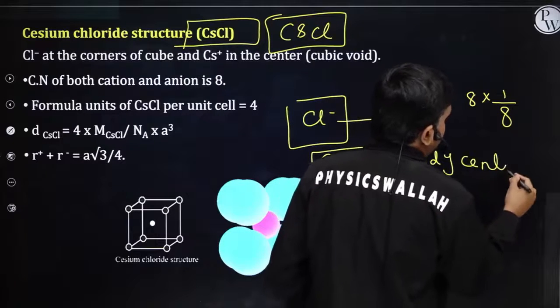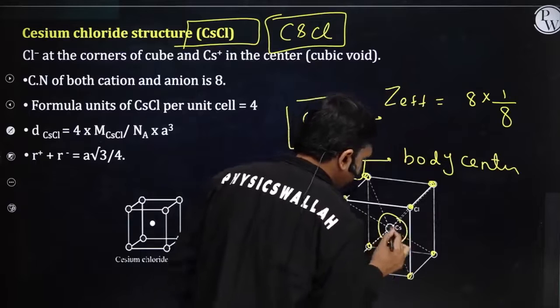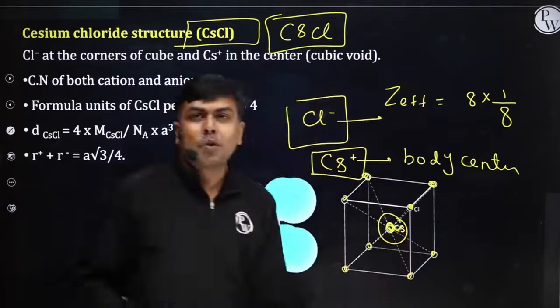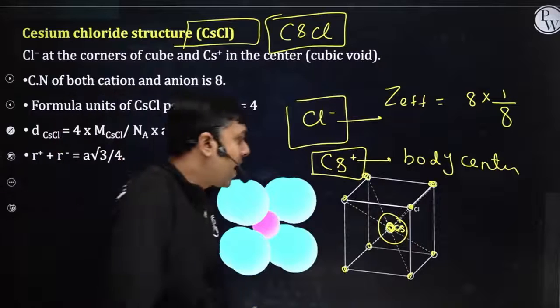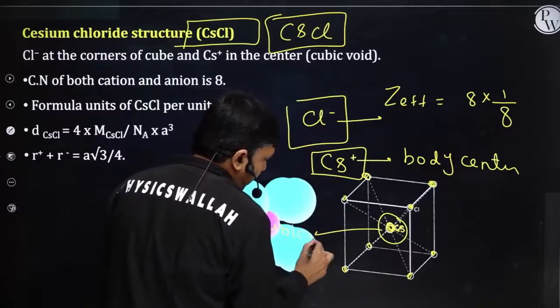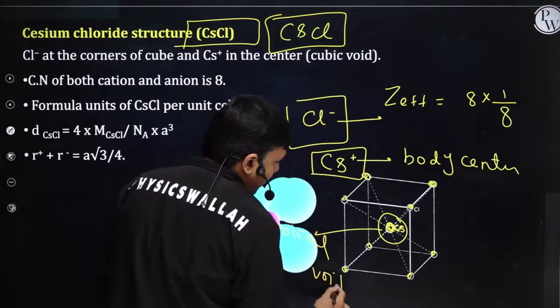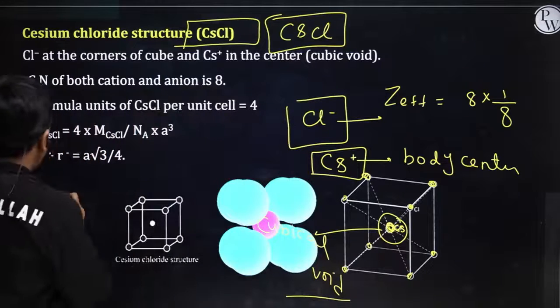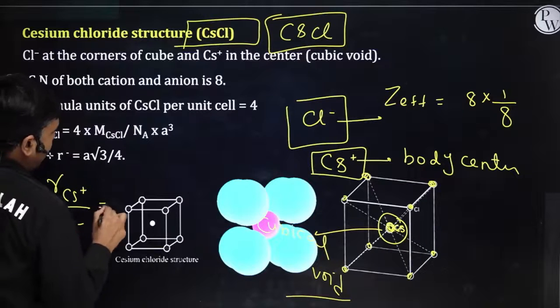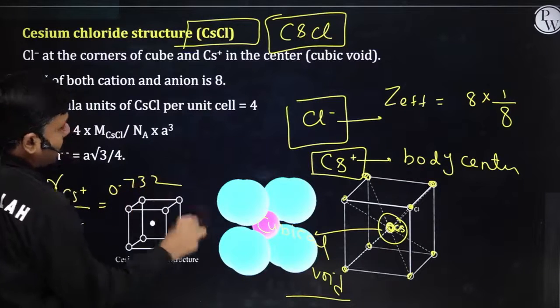Body center. This is the position of Cs+. Am I clear? So basically, students, here the cation is placed in a cubical void. Cubical void. Am I clear? R of Cs+ upon R of Cl- is equal to 0.732.